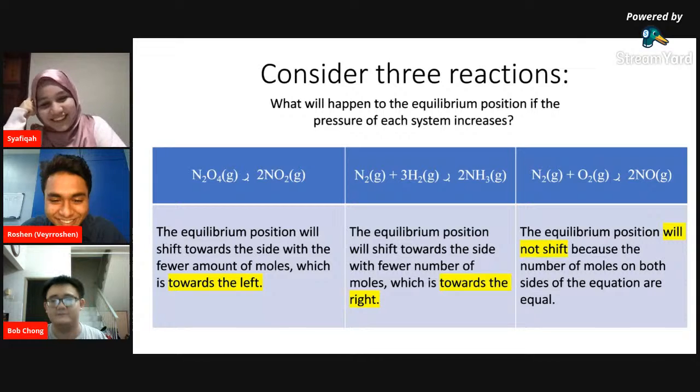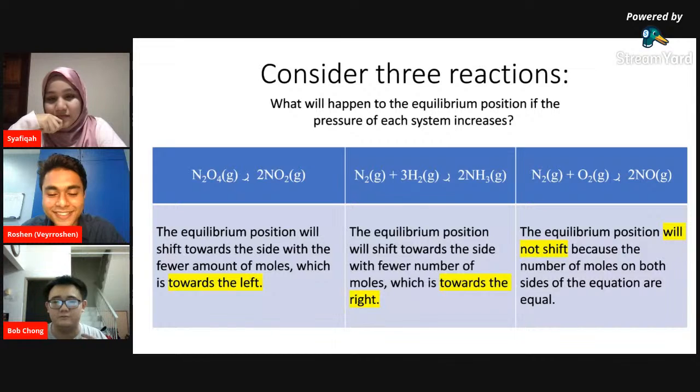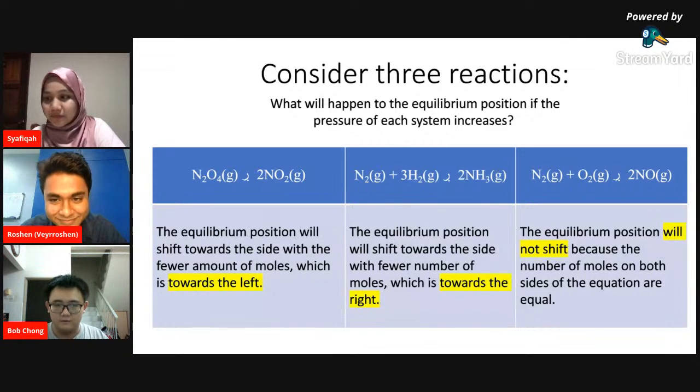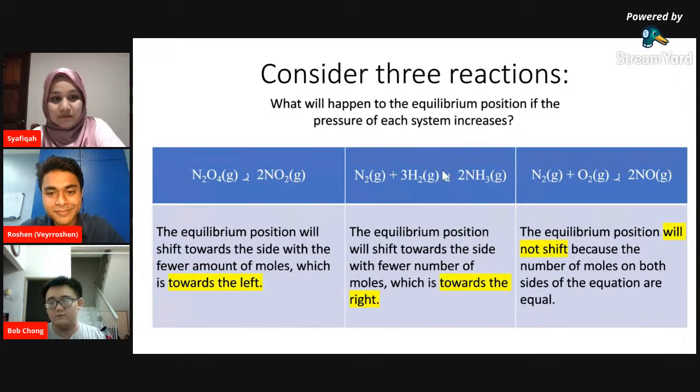So, if you recall, the Haber process is the process of producing ammonia. 1 mole of nitrogen reacts with 3 moles of hydrogen to produce 2 moles of ammonia gas. So, the total number of moles on the left-hand side is 4 moles of gas. Right-hand side, 2 moles. So, right now, the fewer moles of gas are on the right-hand side. So, if the pressure increases, we need to shift towards the right, the side with the fewer moles of gas. I hope you guys understand. Different equations, if the pressure increases, they shift left or right. Very good. Thank you.